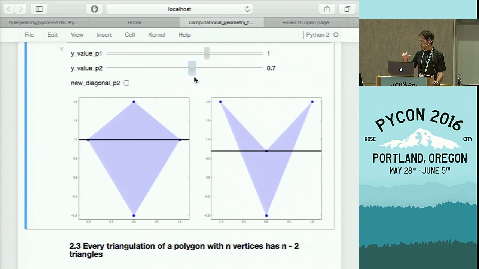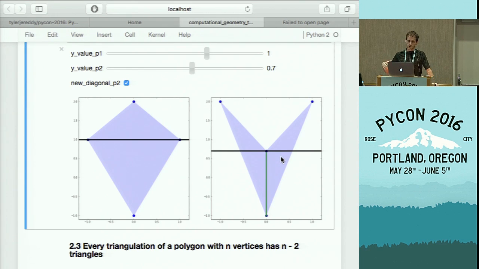So when we first encounter a new point, if it's not a valid diagonal, so here we only have one point, then we connect that new point that we encounter with the original vertex that we started off with. So I've just added a checkbox for that there. So now we have two triangles here, one on the left and one on the right.